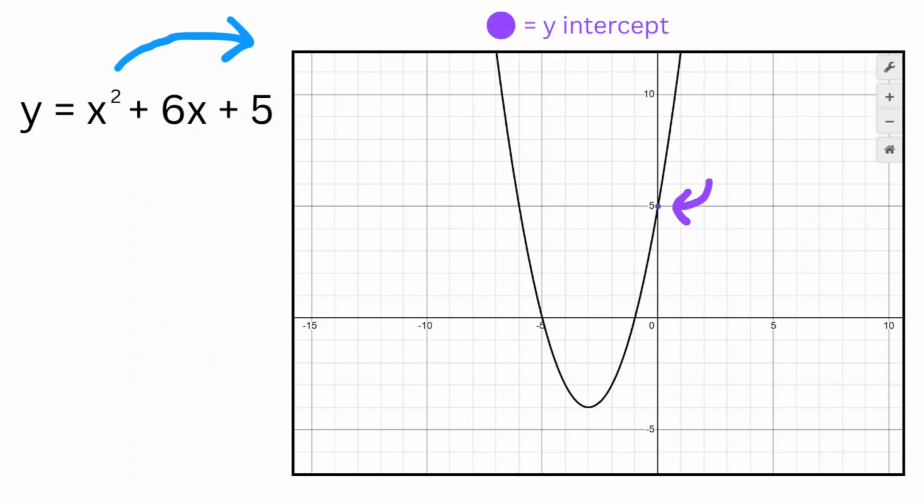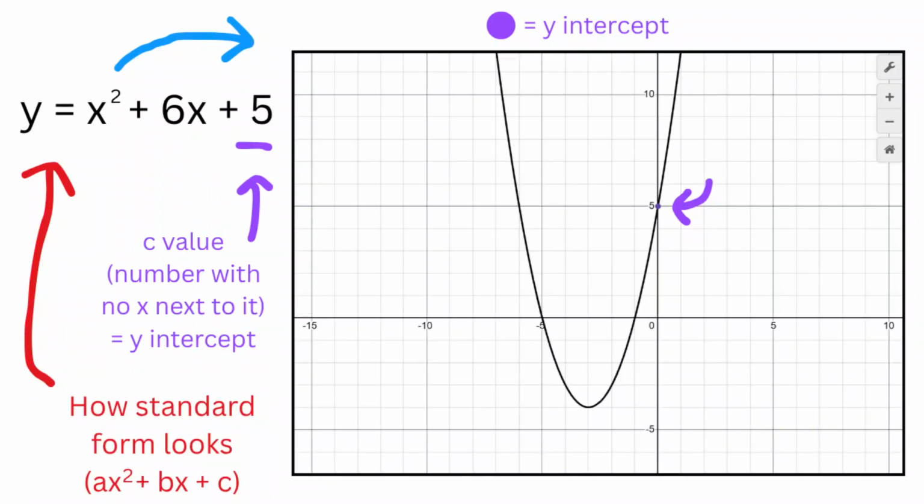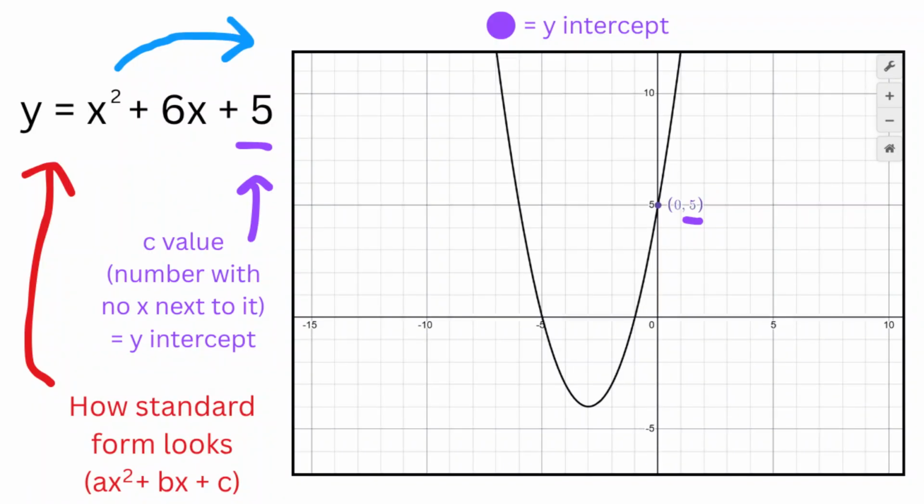The y-intercept is important because it relates to standard form, which is when we write the equation with no parentheses or anything, just plainly as can be. Now, the y-intercept is equal to the c value in standard form. So in this case, the y-intercept is 5, and the c value of the quadratic is also 5. That's always true for any quadratic.